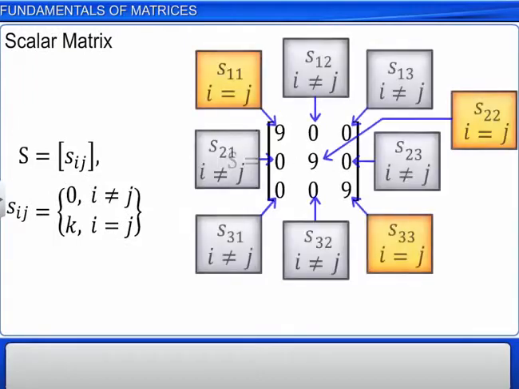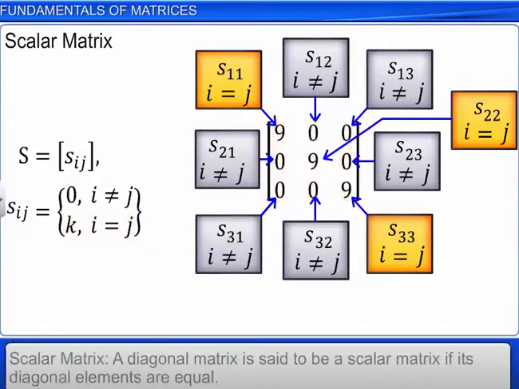Let's use the example matrix to understand the general form. This means that for i not equal to j, the element is 0. And for i equal to j, the element is a non-zero number k. A diagonal matrix is said to be a scalar matrix if its diagonal elements are equal.